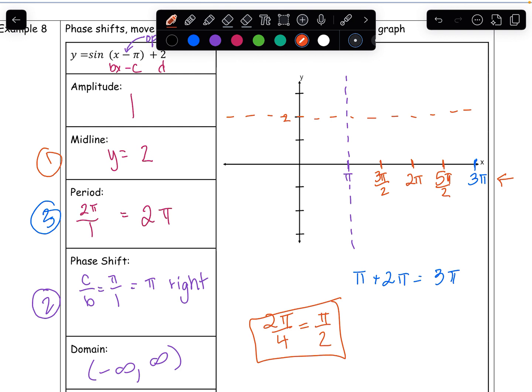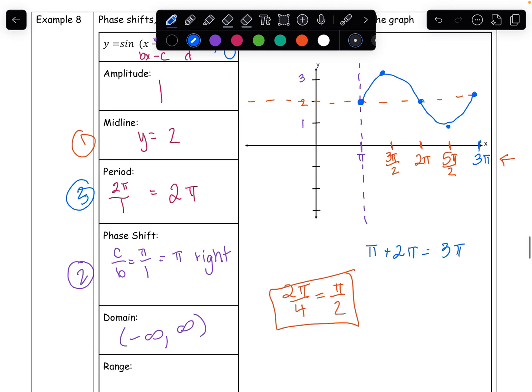And then from here, I'm going to bring in that amplitude. So I'm going to go up 1, down 1. And so now that I have everything, I have that sine, which is that sideways S. So I'm going to, again, start at the origin. It's my new origin. Go up 1, back down to my midline, down 1, back to my midline. And so that creates your sine function.